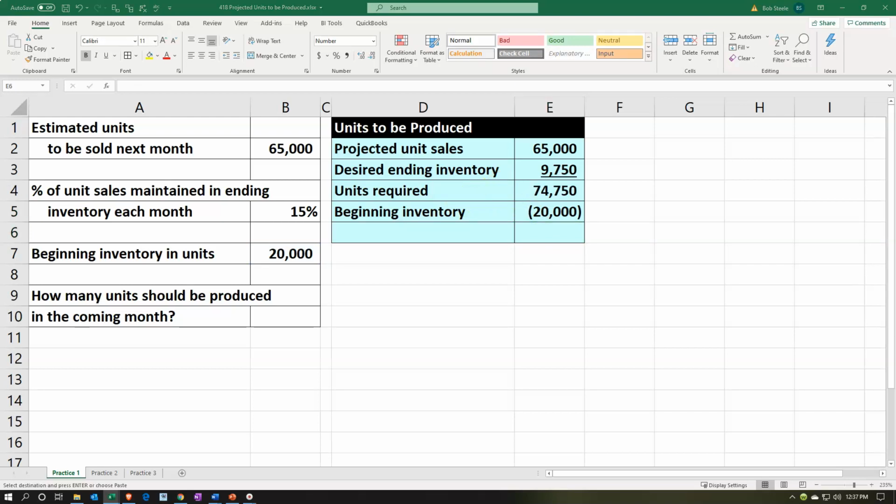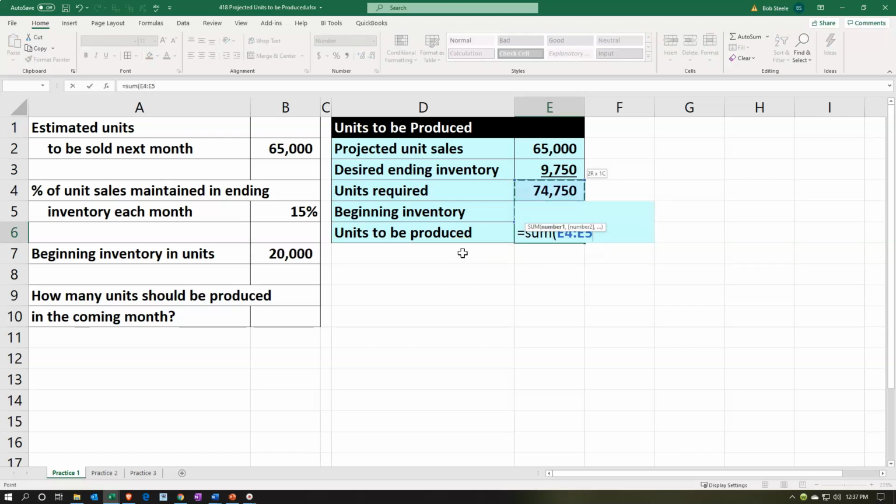So if we subtract this out, I'm going to sum this up to subtract it out because I put this in here as a negative number. So it's going to be 74,750 minus the 20,000, or equals the sum of the 20,000 and the 74,750, giving us the 54,750. Let's do some formatting. Let's put an underline here, home tab, font group, underline.